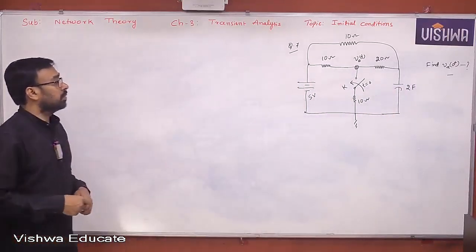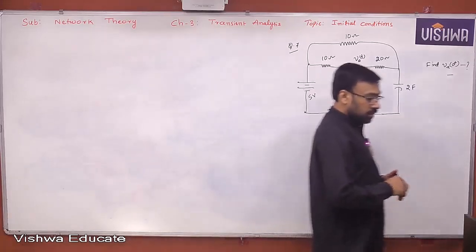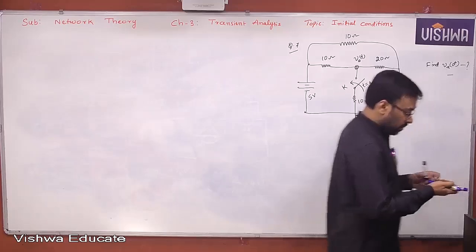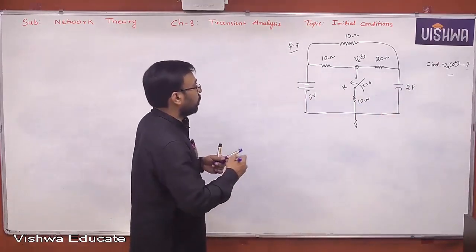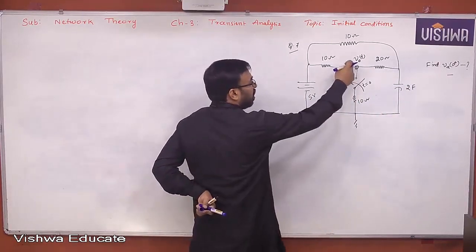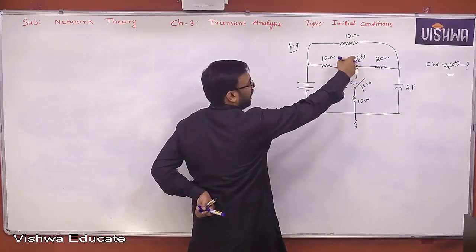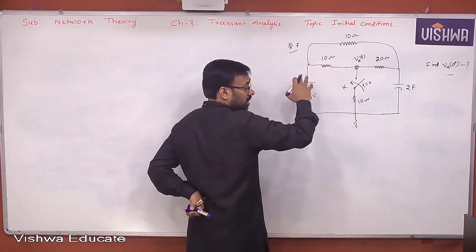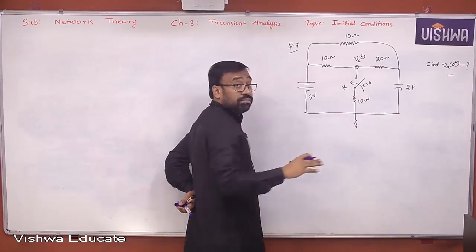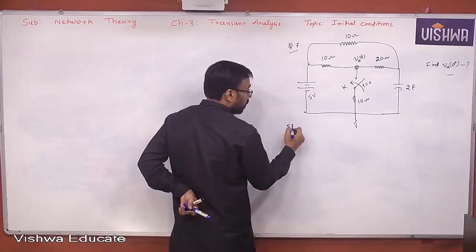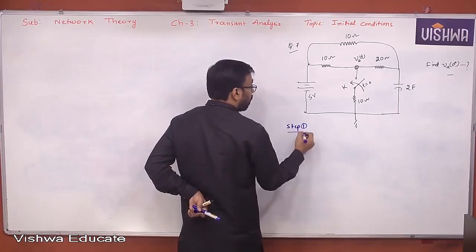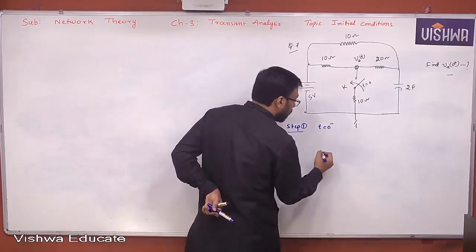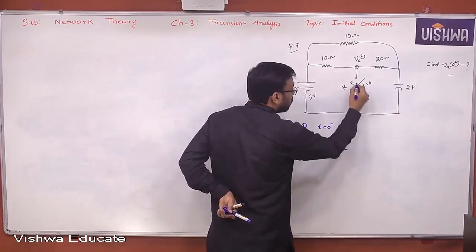Now, step 1. What is actually VA of 0 plus? VA is definitely not voltage across capacitor. Other than voltage across capacitor, definitely you have to go for step 2. Agree all of you? Then step 1 first. Whatever the problem might be, first you have to go for step 1. Construct t equal to 0 minus. How does it look like? Switch open.